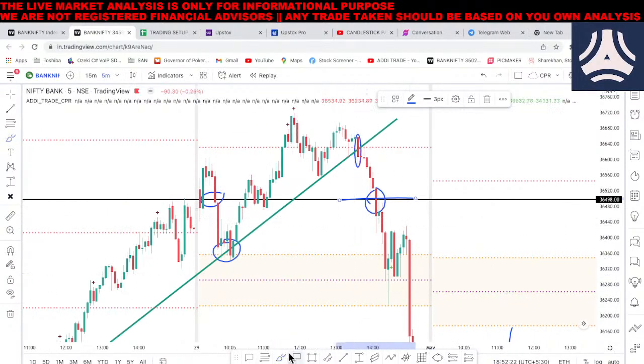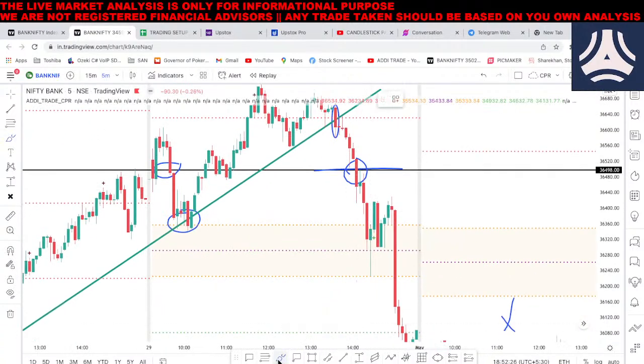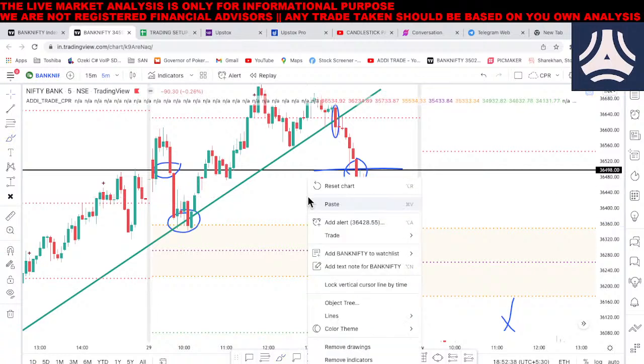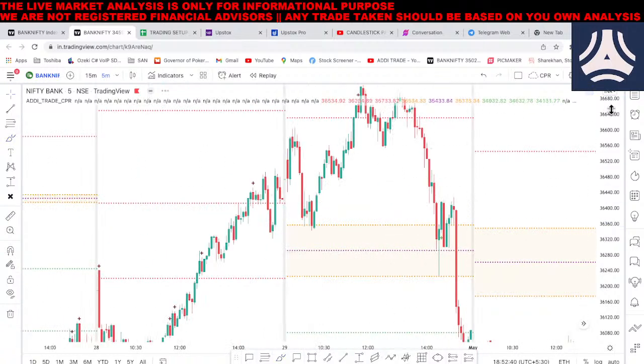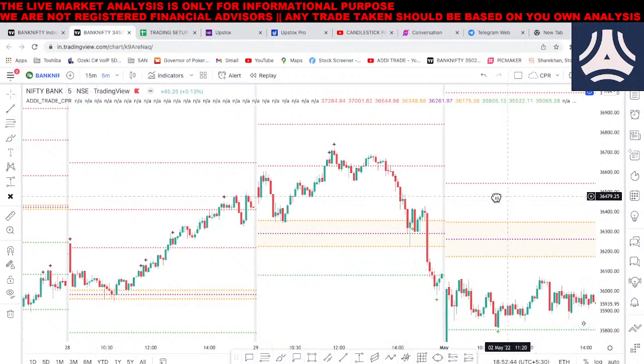Now where we exit on CPR comes with practice and one's choice of how much profit they want. Either you're exiting exactly at this pivot, or you're waiting for the bottom CPR, or you're exiting exactly at the CPR. That will come with practice. But the moment we come in the CPR range, we will have to exit.